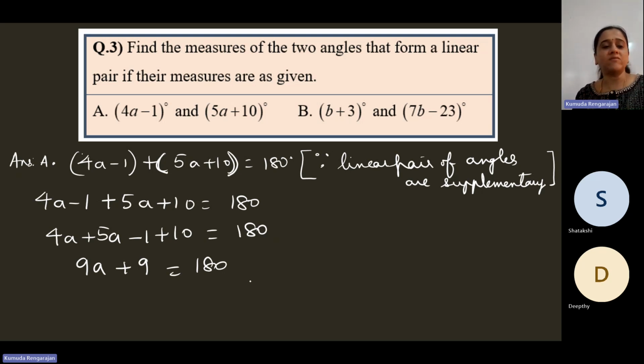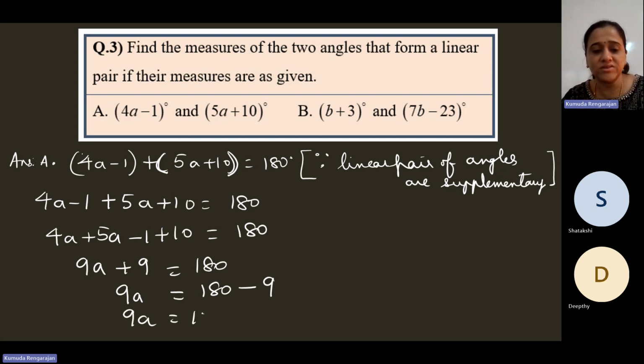So now we have to have only the variable term, 9a, on the left-hand side, and the constants on the other side. So 9a is on the left-hand side, let it remain there, is equal to 180. 180 is on the right-hand side, so it's just going to be there. Now plus 9 on the left-hand side is to be transposed, so it comes to the other side as minus 9. So now 9a is equal to 180 minus 9, which is 171.